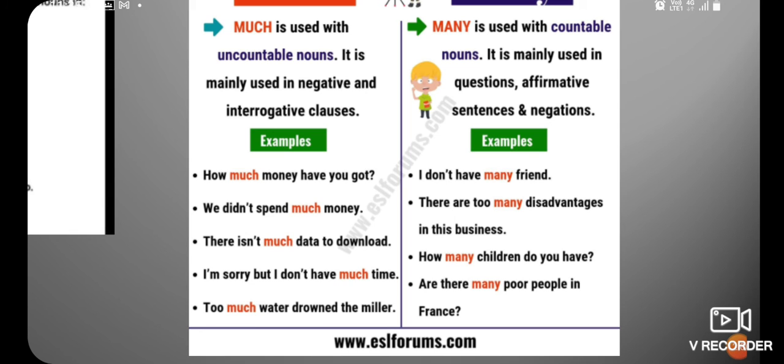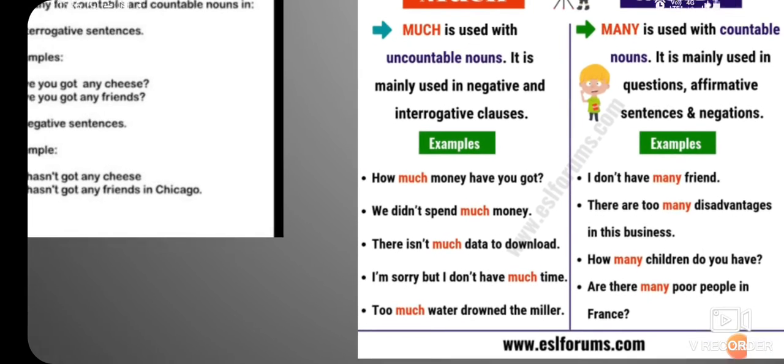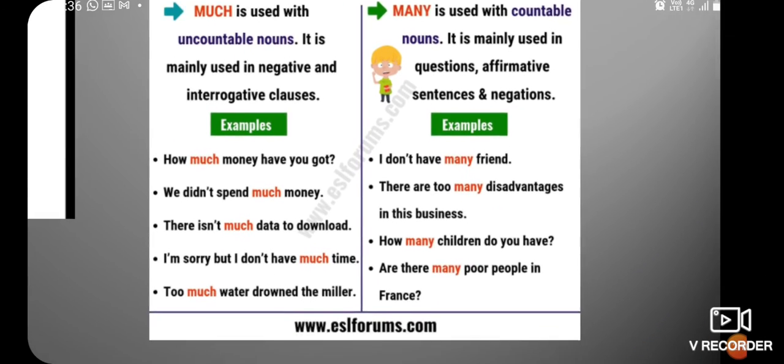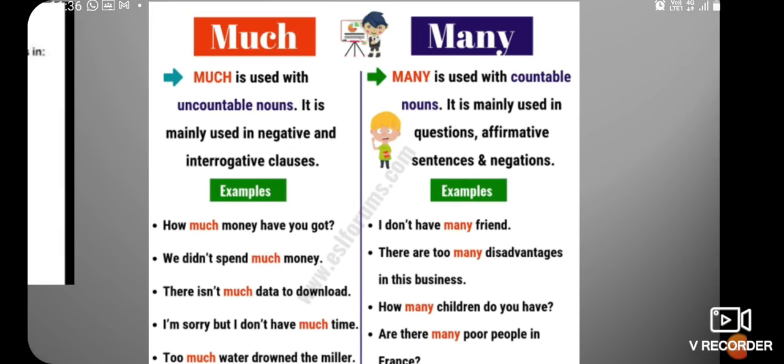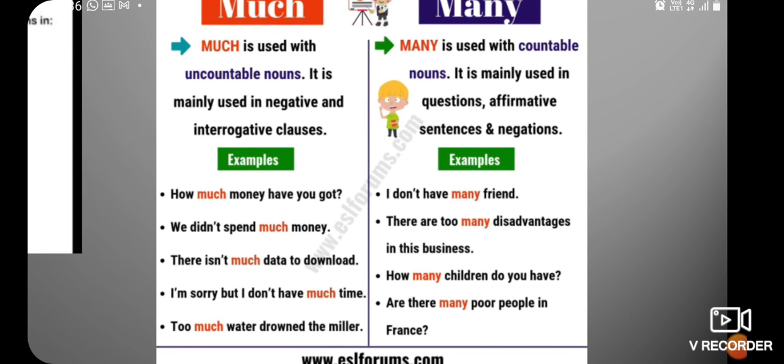Examples: how much money have you got? So they are asking, money is uncountable here. How much money have you got? We didn't spend much money. It is uncountable. We didn't spend much money. There isn't much data to download. I am sorry, but I don't have much time. How can we count time? So we will use much for this.